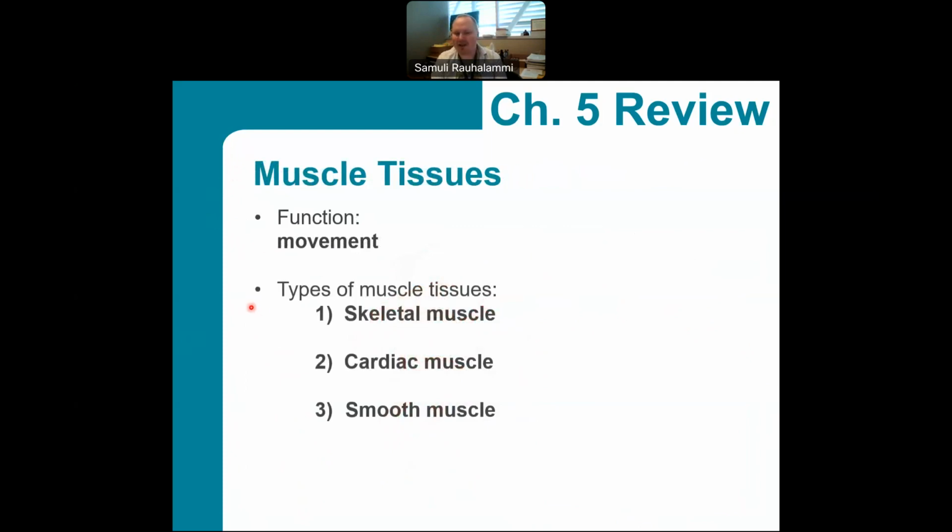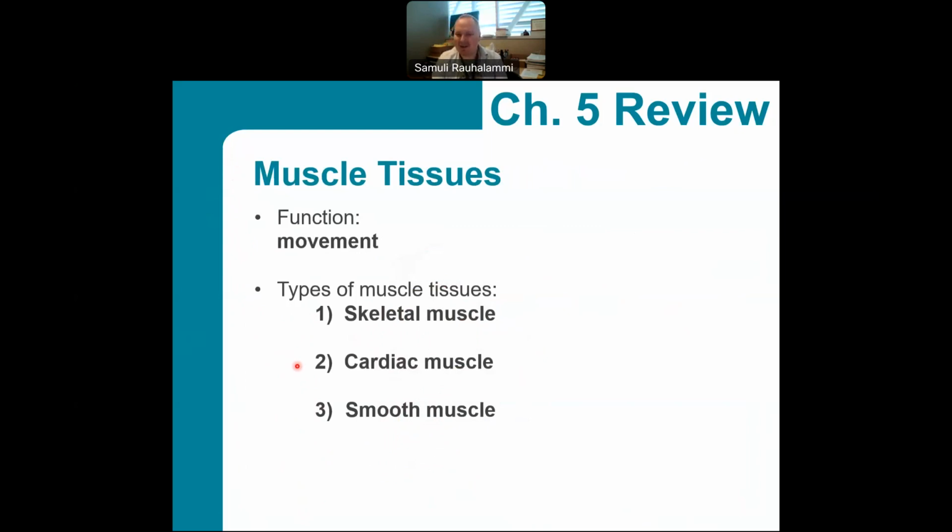And there's really three types of muscle tissue. There's skeletal muscle tissue, which are those big muscles that we see that move the body and help us to get around in the world where we live. You can go to a gym to train your skeletal muscles, make them bigger.